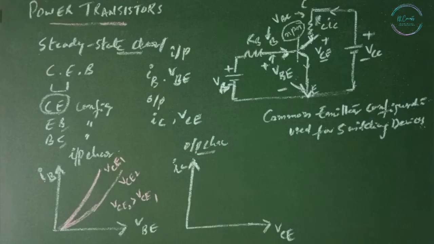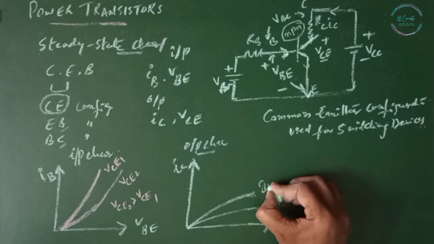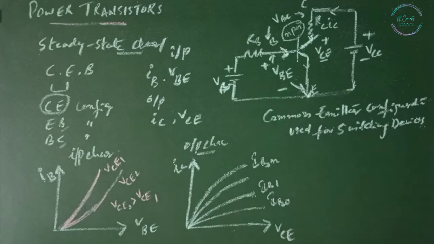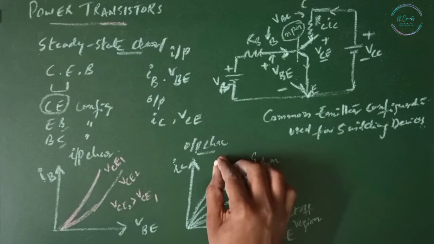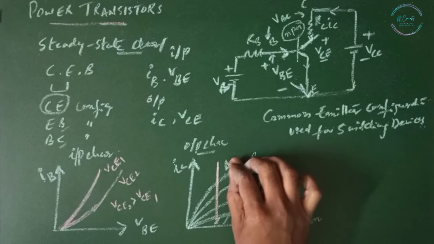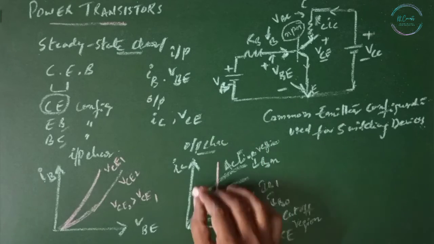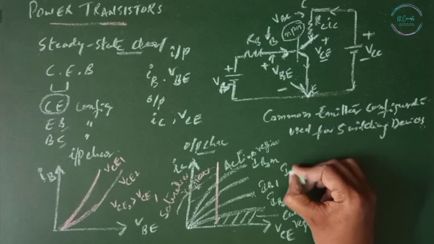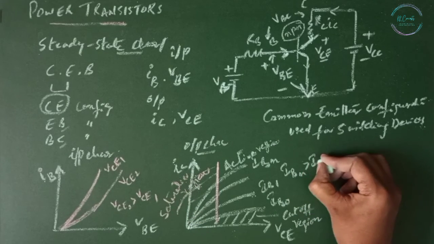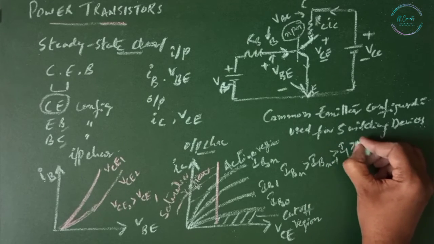Output characteristics: this is VCE versus IC. I am drawing different values of IB, from IB0 up to IBn. The region below IB0 is known as the cutoff region. This region is known as the active region, and this is saturation. IBn is greater than IBn minus 1, and so on.